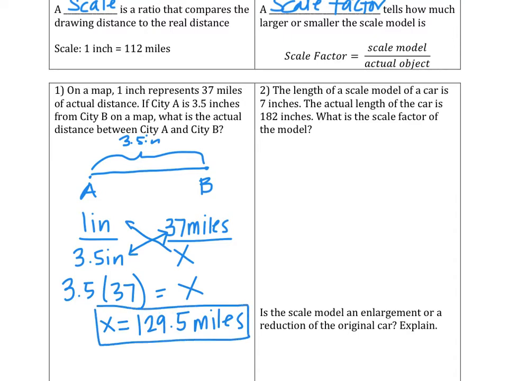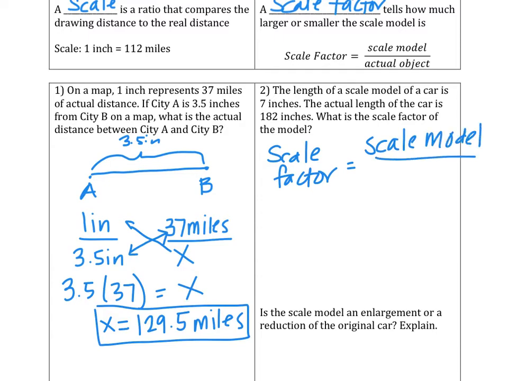Let's take a look at number 2. The length of a scale model of a car is 7 inches. The actual length of the car is 182 inches. What is the scale factor of the model? So again, the scale factor, that's going to be the scale model over the actual object.